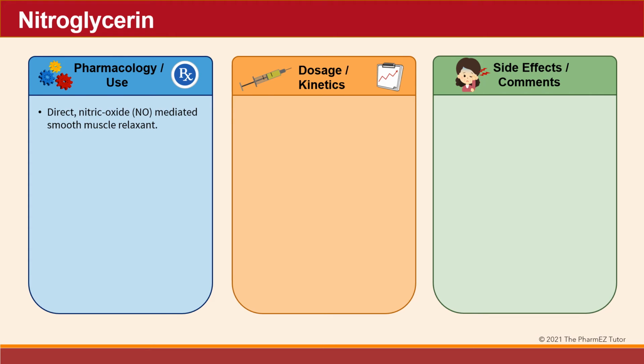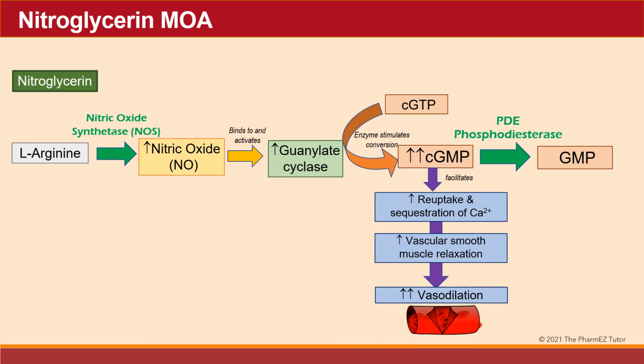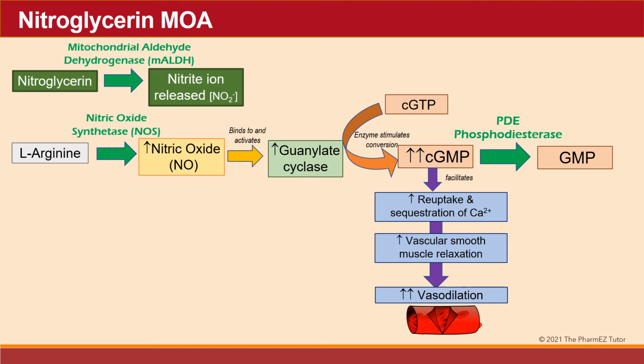Nitroglycerin is a direct nitric oxide-mediated smooth muscle relaxant. Nitroglycerin is metabolized by mitochondrial aldehyde dehydrogenase, mALDH, in smooth muscle and other cells. This results in the release of nitrite ion, which is then converted to nitric oxide. Nitric oxide activates guanylate cyclase to generate cyclic GMP. Cyclic GMP facilitates calcium sequestration and removal from the cell, resulting in vascular smooth muscle relaxation and vasodilation.